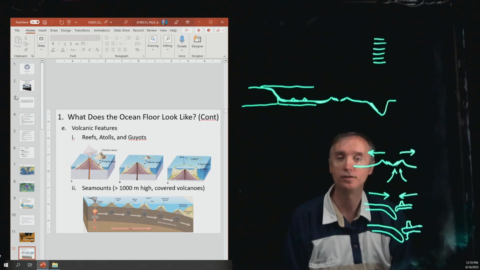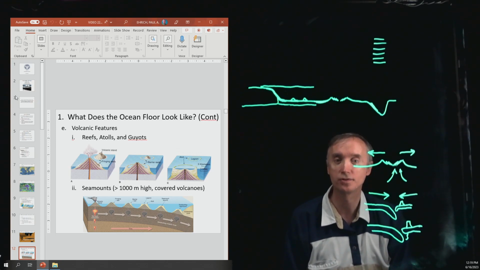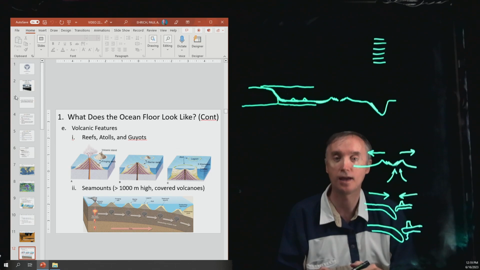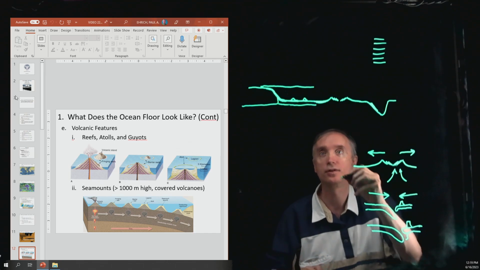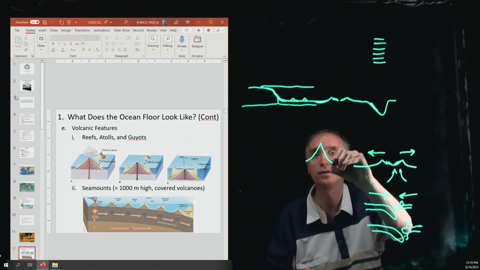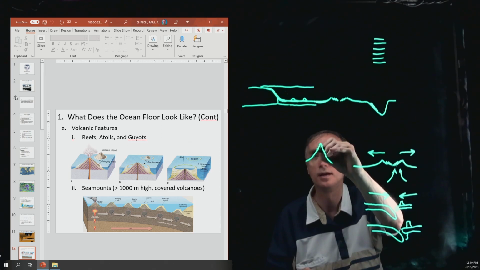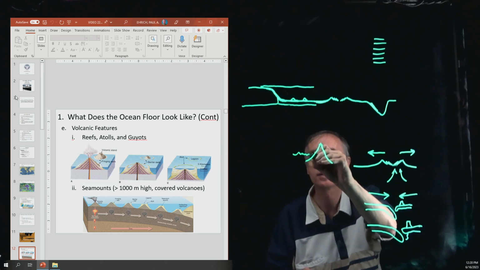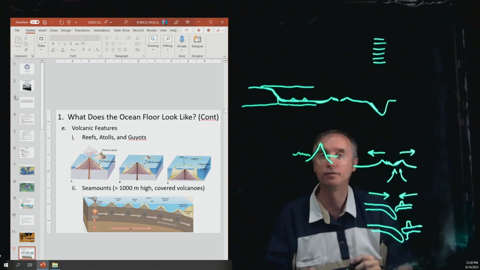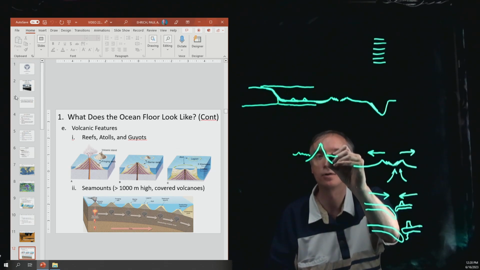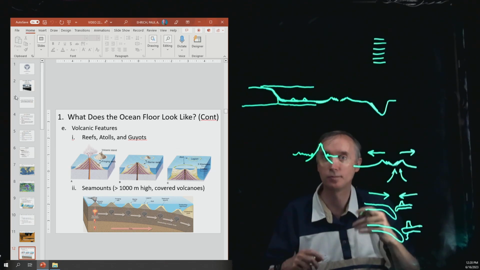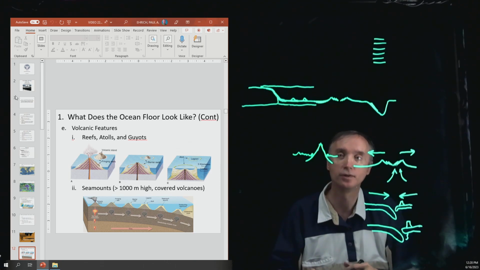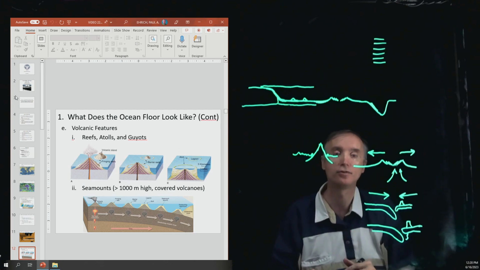Some other volcanic features are going to be reefs, atolls, and guyots. And so what happens in how an atoll forms is you first start with a volcano. So here is our volcano, and it's out in the middle of an ocean somewhere. And then let's say that this is the current level of the ocean. Well, reefs are going to start to form right here because they have to have some substance to anchor onto. So they're going to start to grow right next to that volcano.